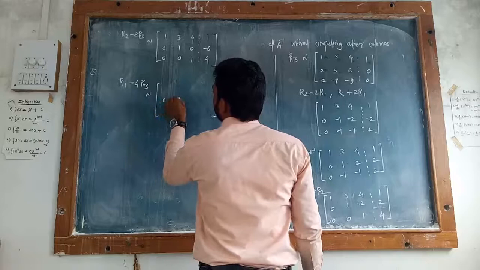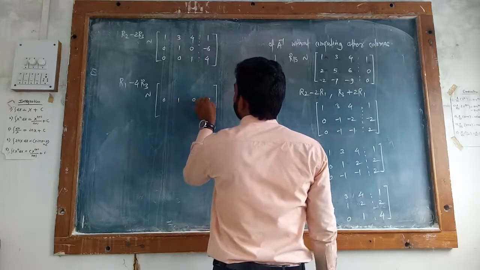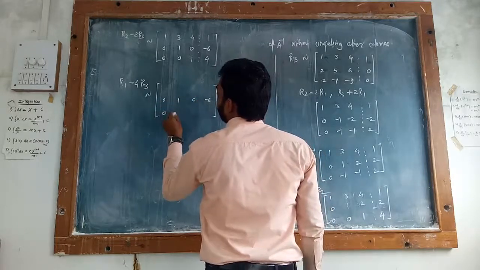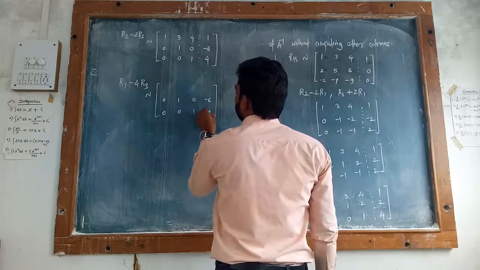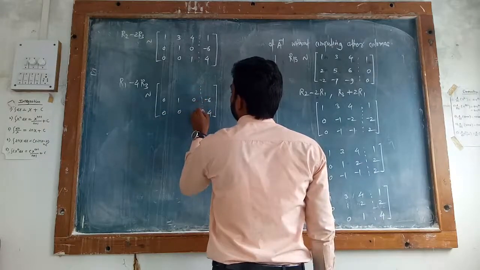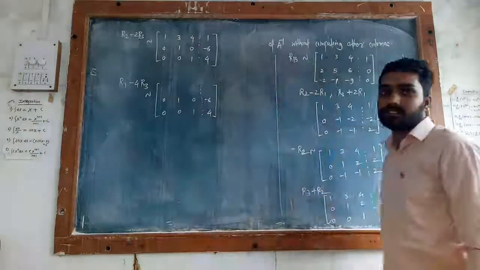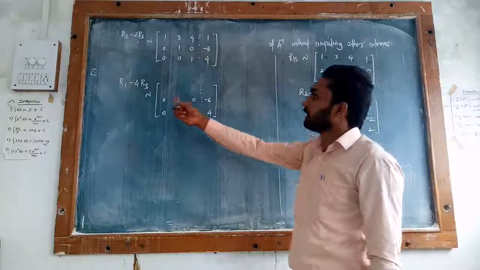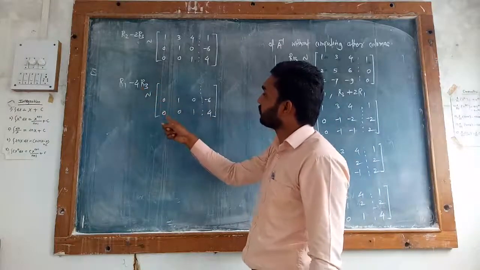That is 0, 1, 0. This is minus 6. Again 0, 0, 1. This 4 as it is. We have to change only the first row. What is your row operation? That is R1 minus 4 times R3.